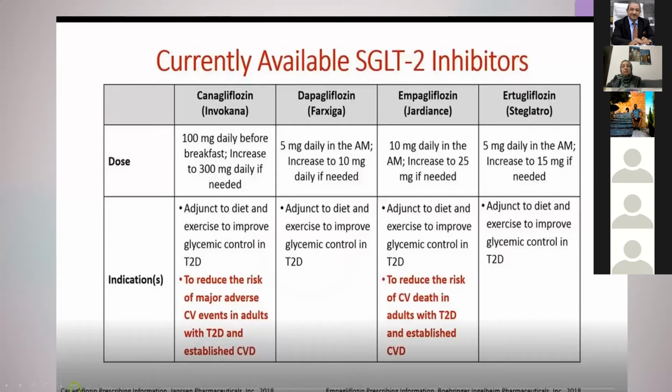Now, currently available SGLT2 inhibitors, this is just the doses of the SGLT2 inhibitors and the type of the SGLT2 inhibitors: canagliflozin, dapagliflozin, empagliflozin, and ertugliflozin, for doctors who would like to know the doses and which kind of SGLT2 inhibitors are available now. Next slide, please.